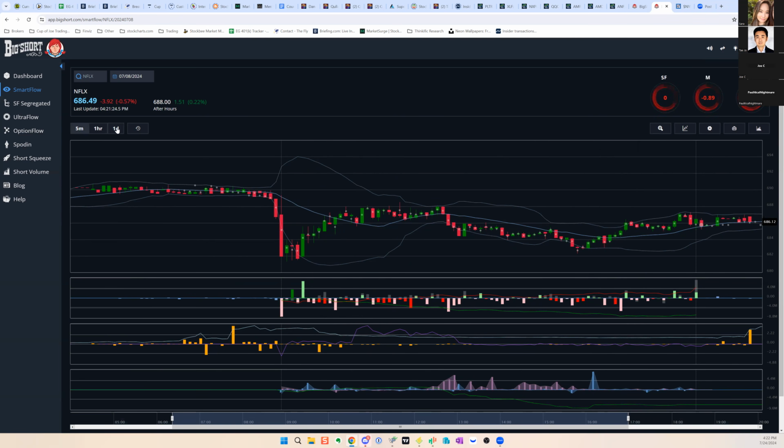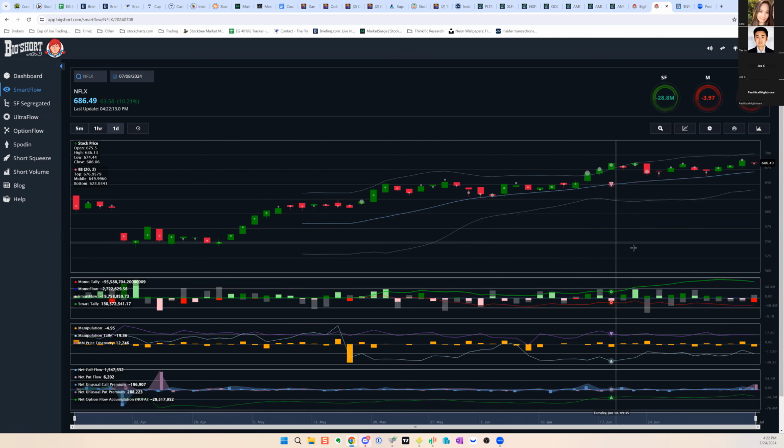unfortunately, I didn't play this. I wish I would have, but I didn't. I only saw it. But these are the types of things that I'm looking for on the daily chart, and I have a few more examples as well. Len is a really good example.